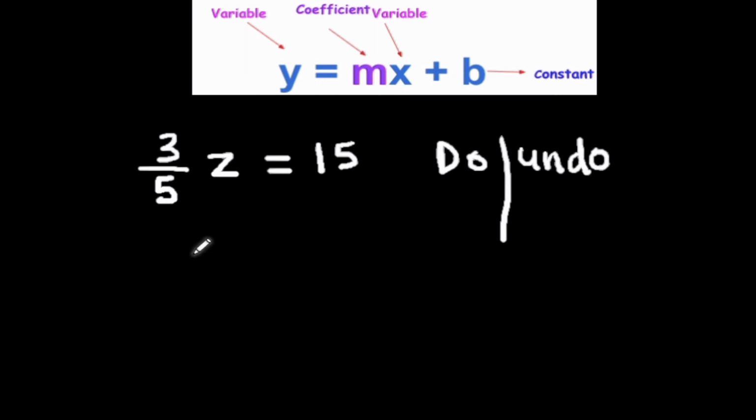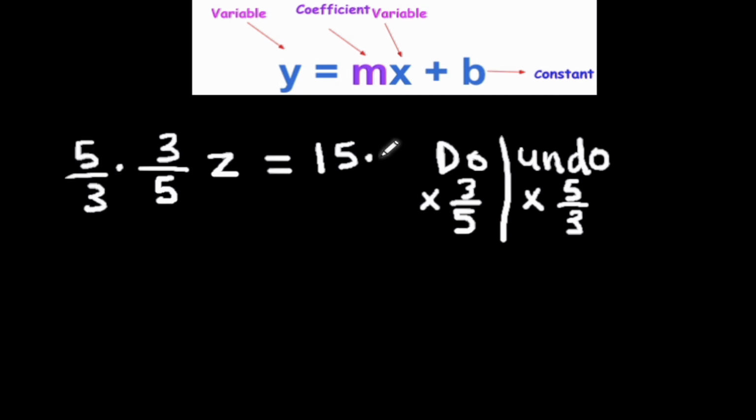So the thing that you have to realize is that in order to get rid of the fraction, we need to make it 1. But how do we do that? Well, multiplying the fraction by its reciprocal will make it 1. So for example, we're multiplying by 3/5 currently. So we'll say multiplying by 3/5. And to undo that, we need to multiply by its reciprocal, which is 5/3. So we're going to multiply by 5/3 here, as well as on the other side of the equation.